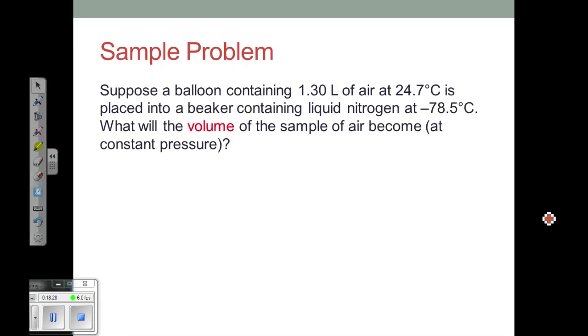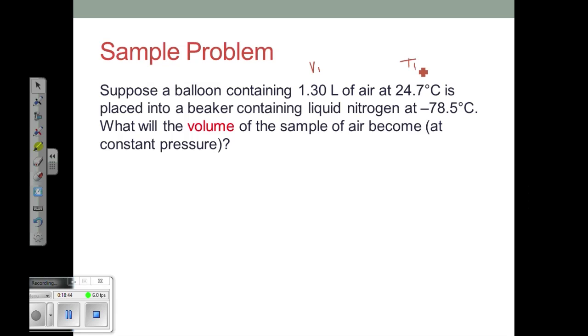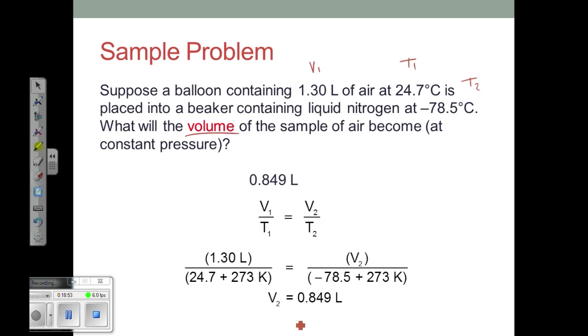So try this sample problem. So we have a V1. Here's our first volume. We have a T1, and we have a T2. We need to find our V2. So we have our equation V1, T1, V2, T2. And we just substitute our values into the equation.